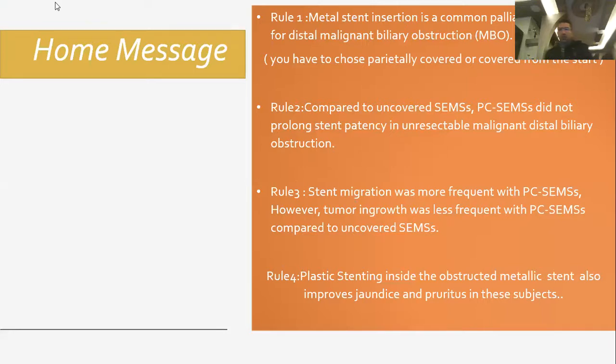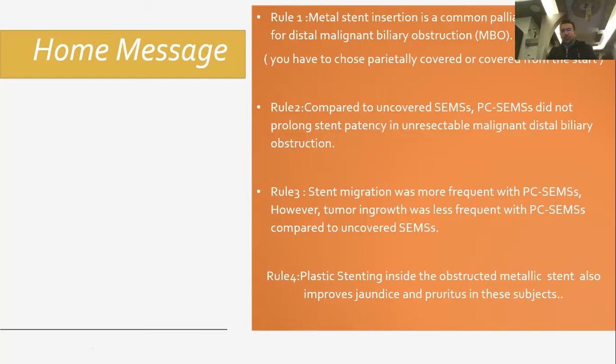So the message here, rule number one: metal stent insertion is a common palliative treatment for distal malignant biliary obstruction. You have to choose the partially covered stent or covered metallic stent from the start to avoid complications like this, or early obstruction of the stent, compared to the uncovered self-expanding metallic stent. Rule number two: the partially covered metallic stent didn't prolong stent patency in unresectable malignant distal obstruction.